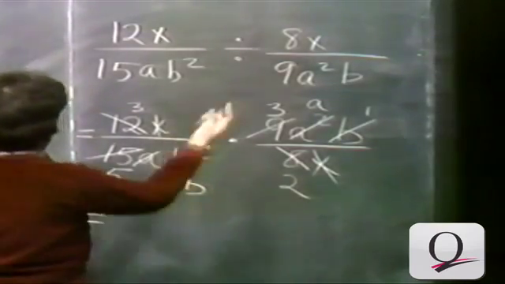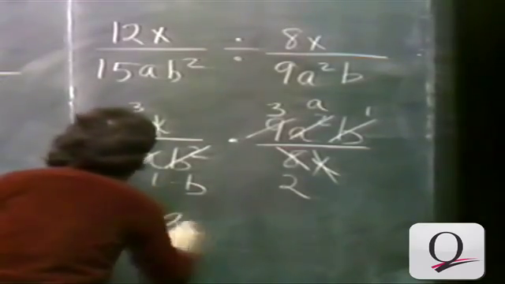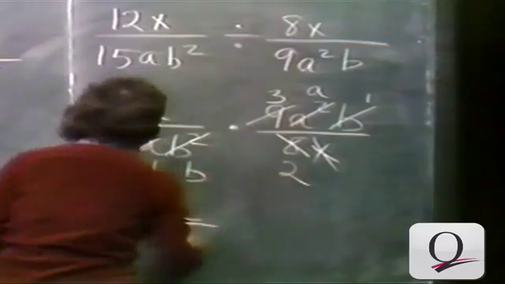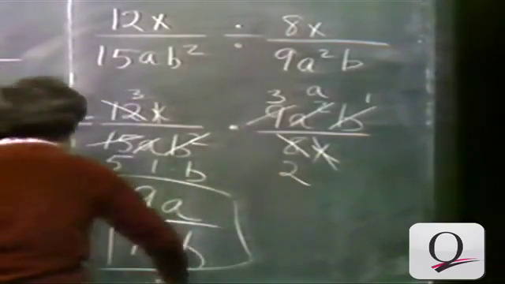Okay, let's see what we have here. We have 3 times a, 9a on the top. On the bottom, 5 times b times 2, that's 10b for an answer to this problem.